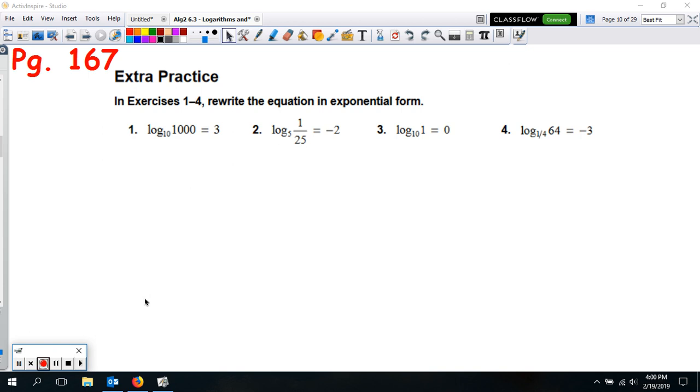Okay, so on page 167, there at the very bottom, we have 1 through 4 in the extra practice. We're going to rewrite the equations here that they give us in exponential form. You can see the word log, so you can see these are all in logarithm form because of the word log. We're going to change them now to exponential form.